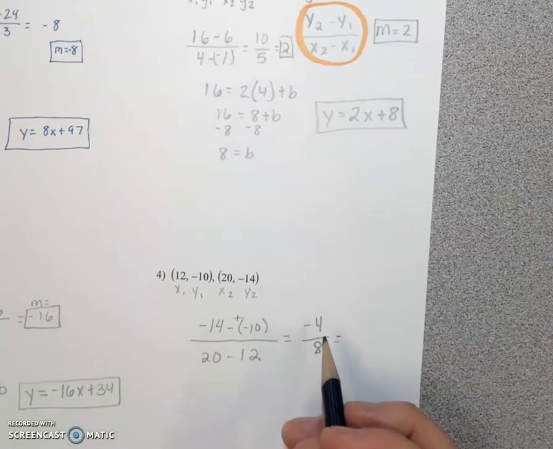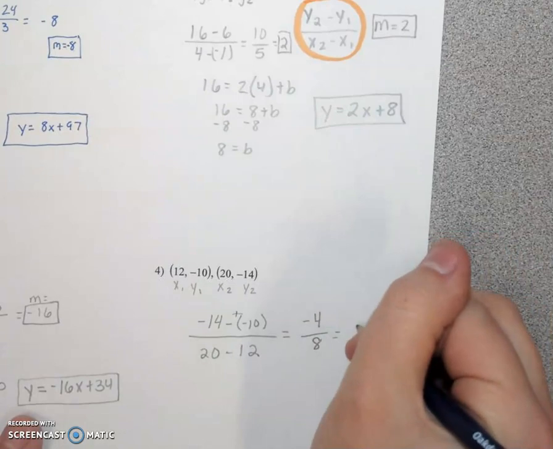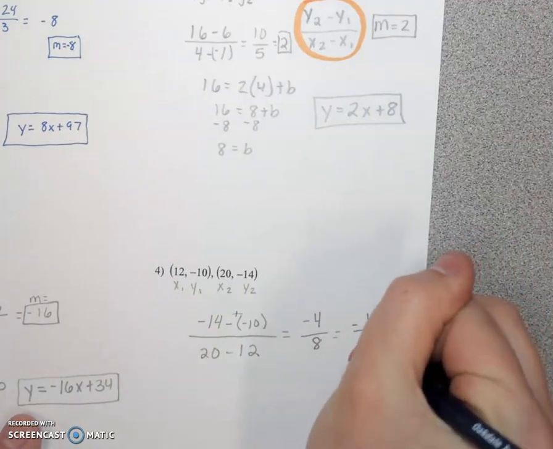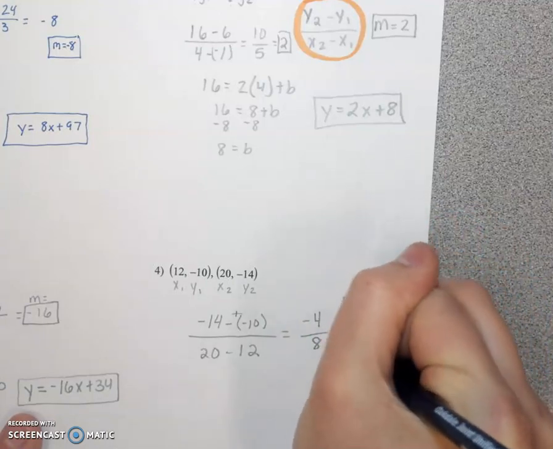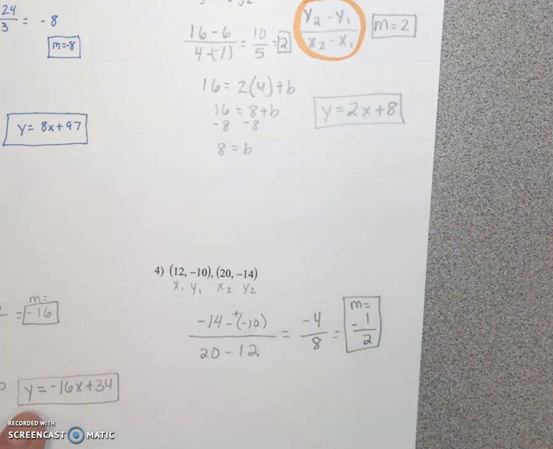This can then be reduced. Negative 4 over 8 is negative 1 over 2. I just simplified it, so my m equals negative 1 over 2. Ta-da! There's our slope. Easy peasy.